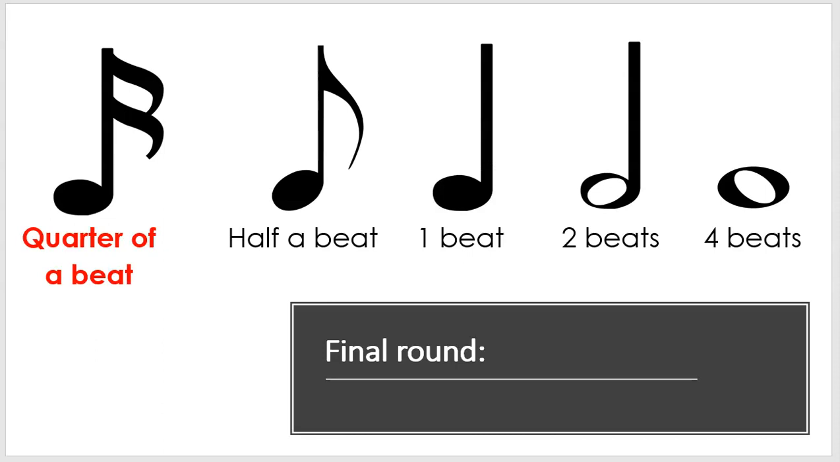So how are you going so far? We've just learnt all of these ones. Now we're going to introduce the semi-quaver, and this one is worth 0.25, which is a quarter of a beat. Let's begin. A quarter of a beat, or 0.25. 4 beats.